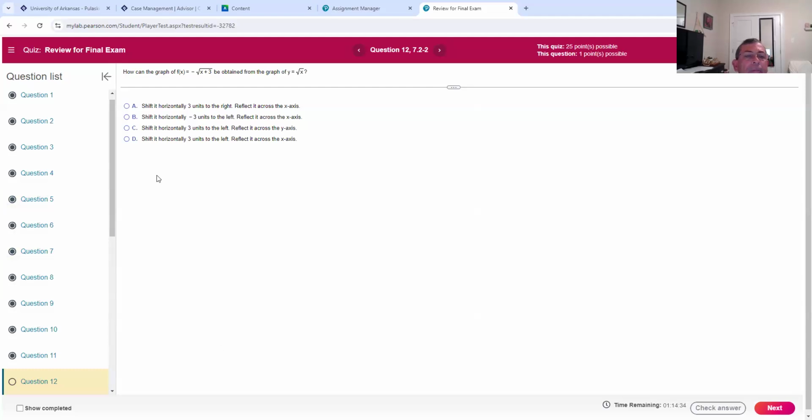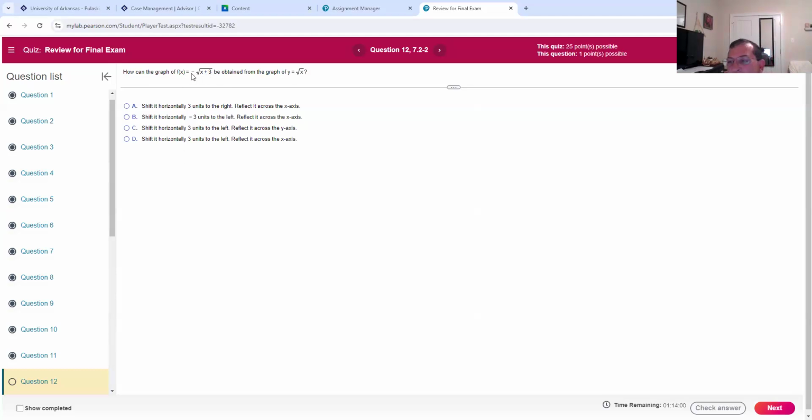All right, let's see. So we're starting with the square root of x. So that negative in the front, and then what's that +3 doing? Well, the +3 is under the little radical, so you treat it like it's in parentheses. So just either going to go left or right. Since it's being added, it's going to go left. So C and D both go left.